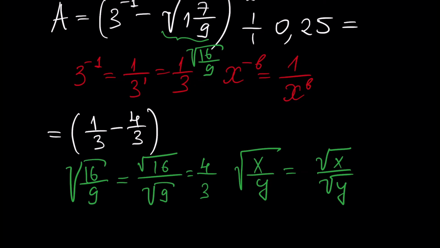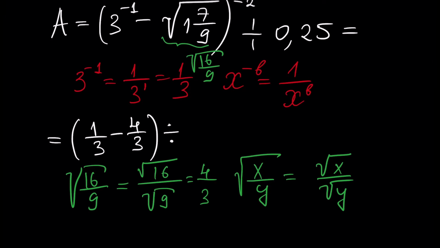And our division will be multiplication, but first we have to transform our 0.25 to a fraction. This will be 25 over 100. And if we divide both sides by number 25, this is 1 over 4. So this is divided by 1 over 4.